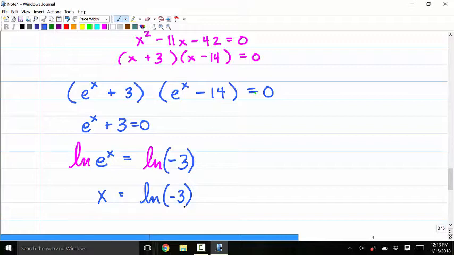Does a little flag go off? Go up? That's a negative, that's a no solution. Can't do that. Can't take the natural log of a negative number.